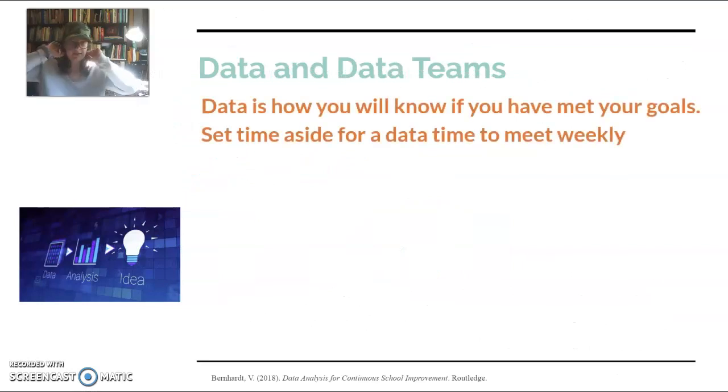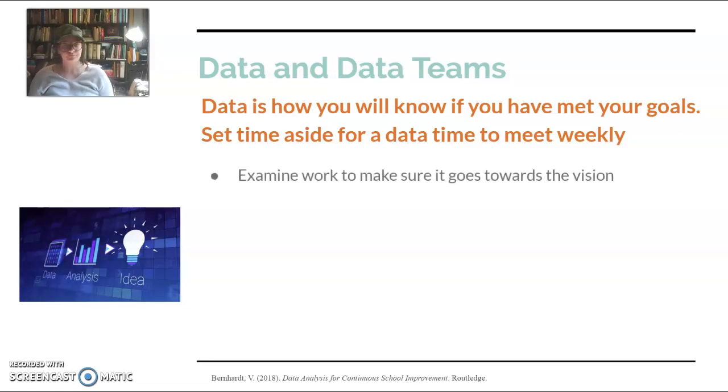So data and data teams. We talked a lot about data, and it's how you know if you've met your goals. This time needs to be set aside to meet weekly. The book recommended at least an hour a week for your data team to meet. Your data team, who it's made of, is based on what your goals are. If your goals are math related, you're going to have probably grade level math leaders on the data team. If they're reading. If they're maybe culture, you might just have a grade level head as part of the data team.